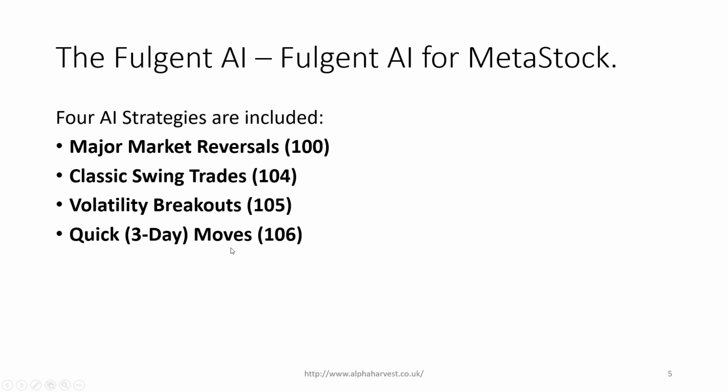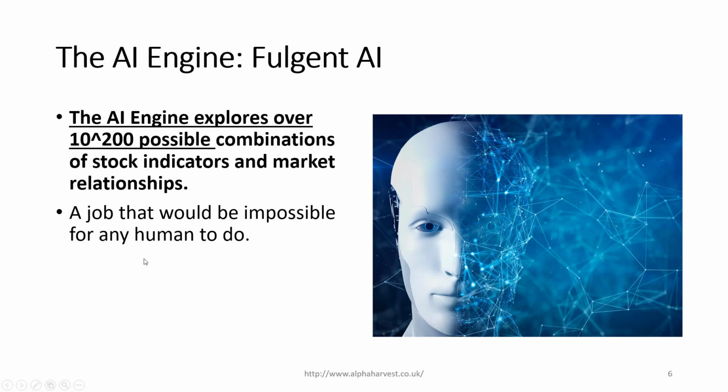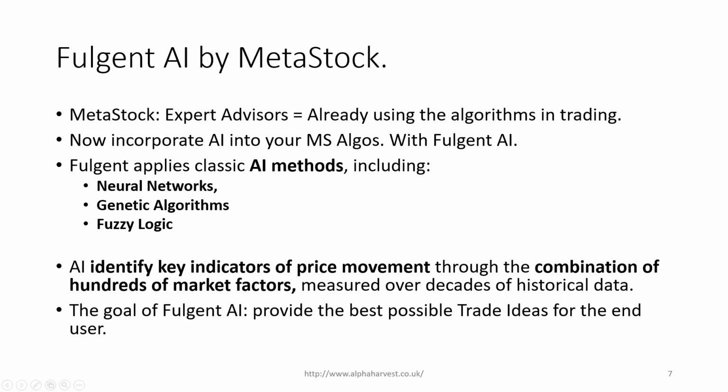We're going to look at Peloton today, and we're going to look at 4 different AI strategies applied to the Peloton stock. And for those of you that are new to artificial intelligence trading, the Fulgent AI engine that we use does 10 to the power of 200 different possible stock indicator combinations and relationships. So this is technically a job that you can't do on your own. You really need very strong computing power. And we use genetic algorithms, for example, fuzzy logic, neural networks.